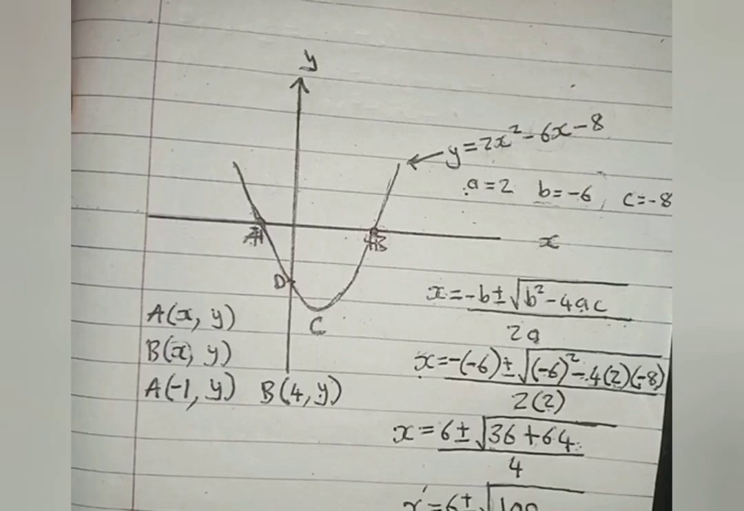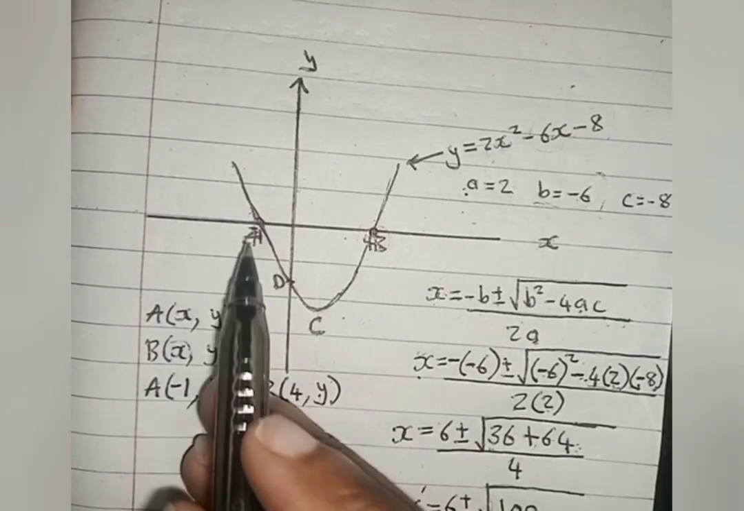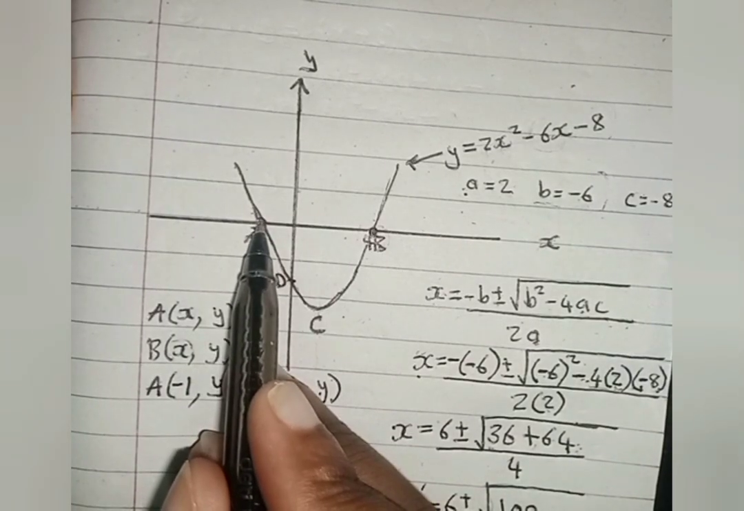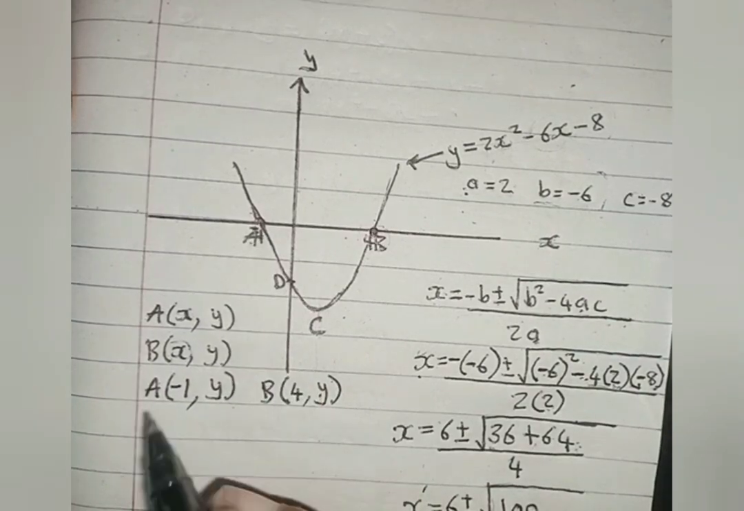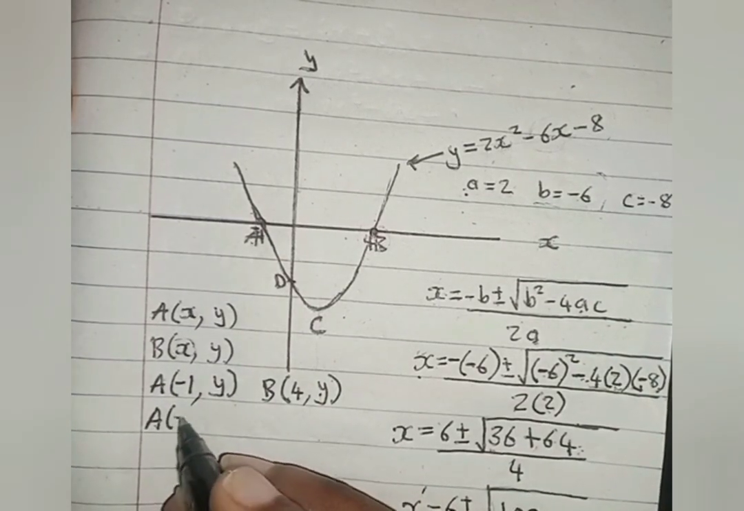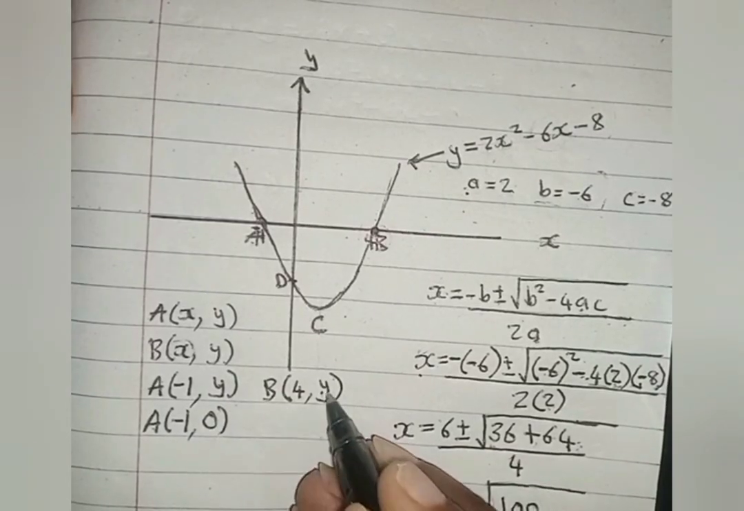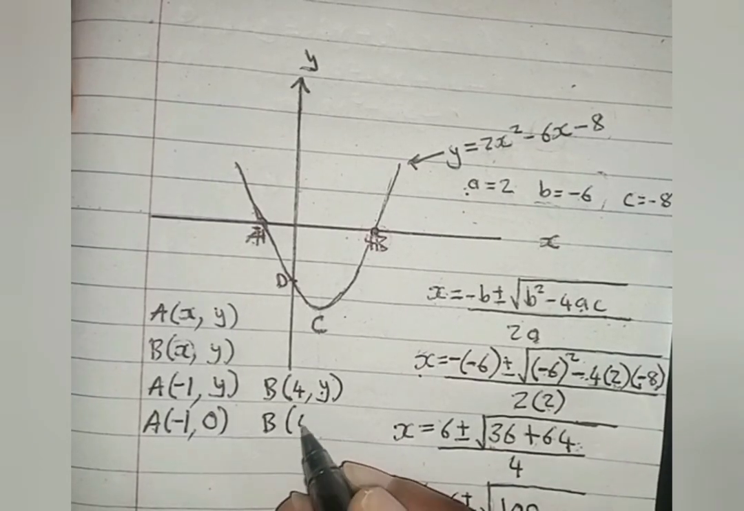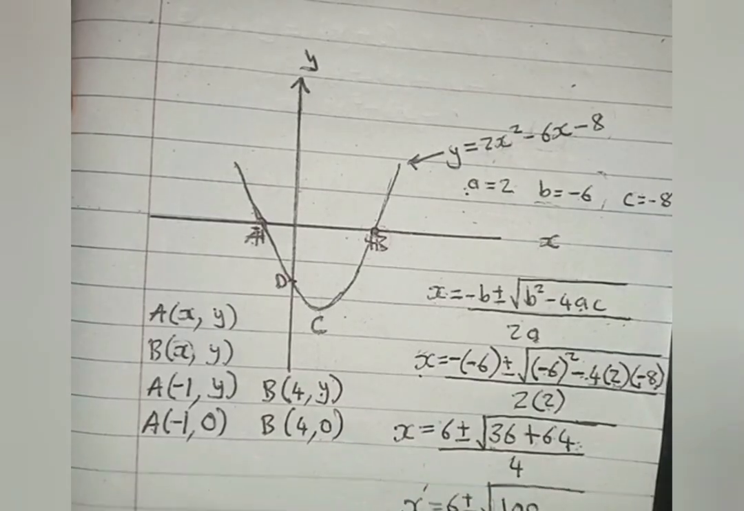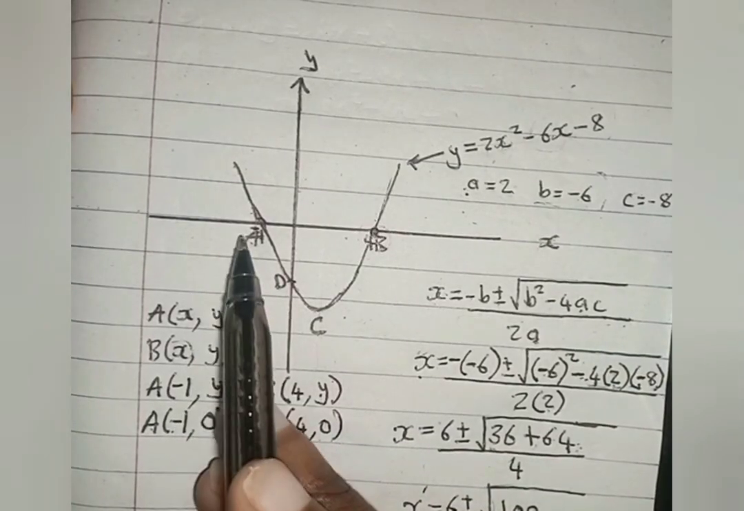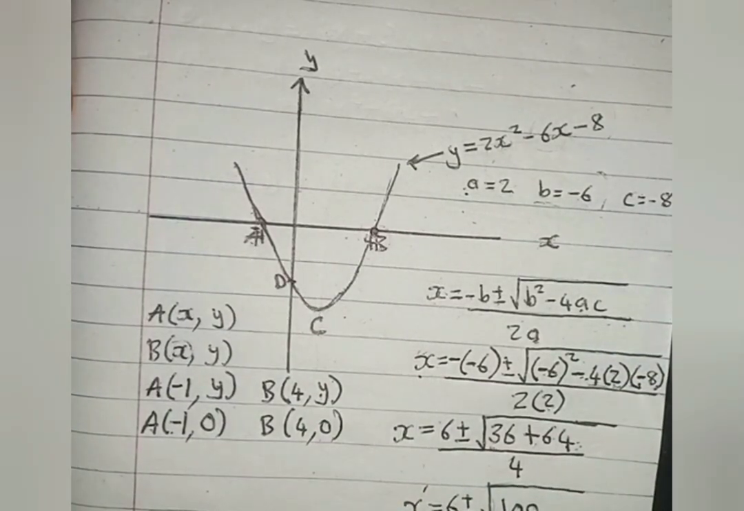Now, there's a simple rule. On the x-axis, the value of y is always equal to 0. So meaning here, we just say -1, comma, just to put a 0 here. Then on the other side, B, just write 4, comma, 0. So these are the coordinates at point A and point B.